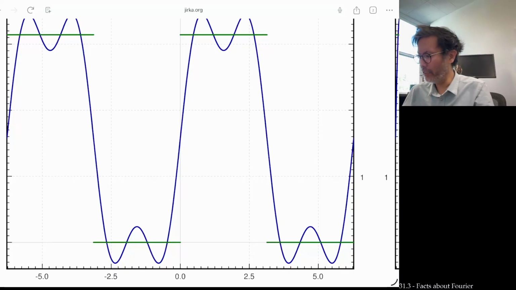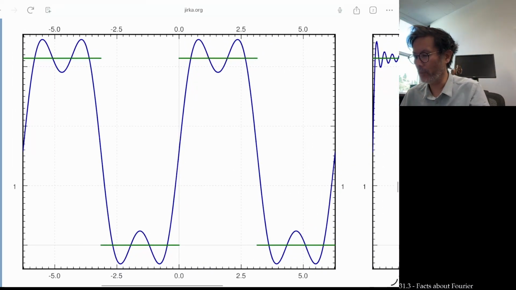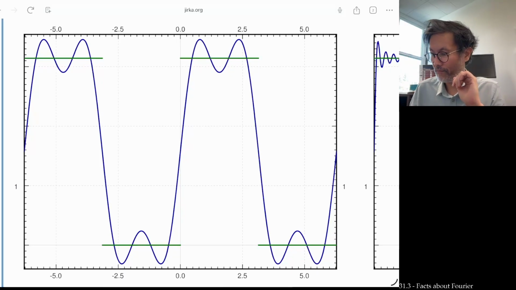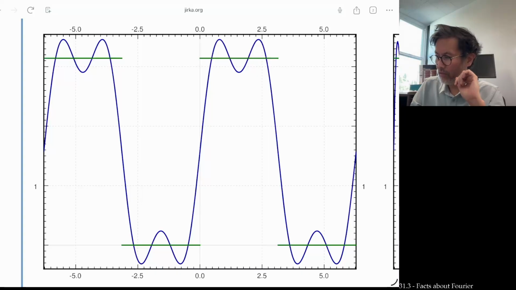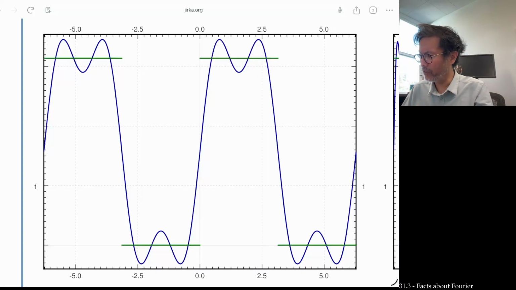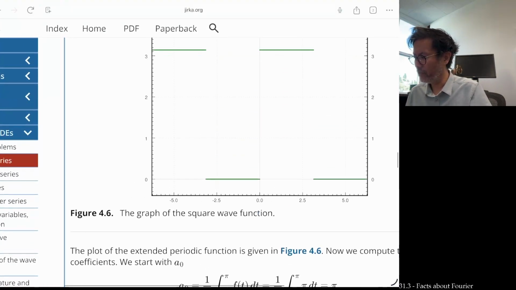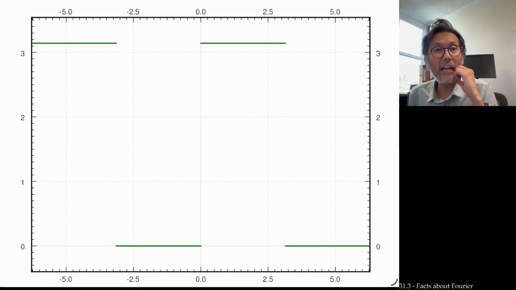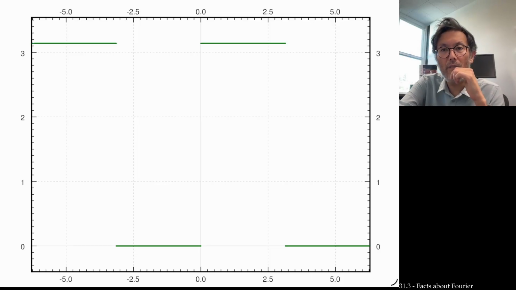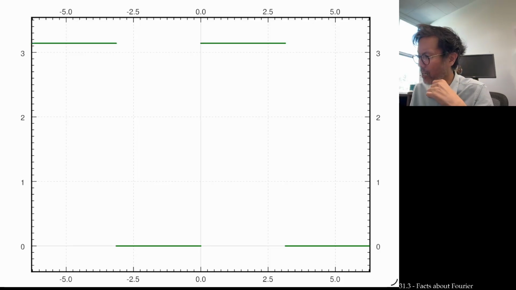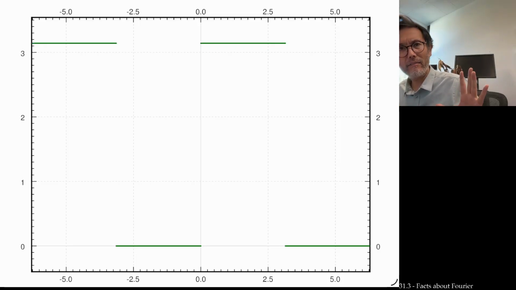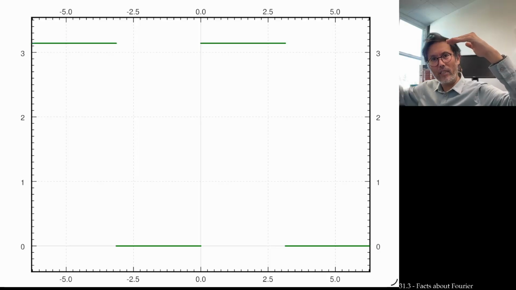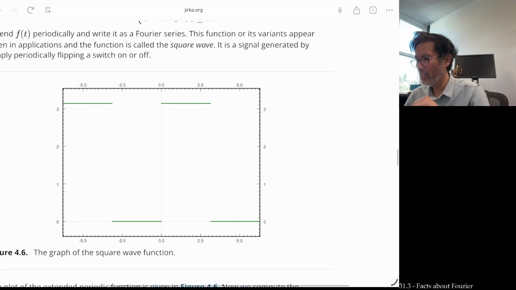Here is, straight from the textbook, a plot of the first three harmonics of what's called the square wave. The square wave is drawn in green here. Actually, there's probably a picture of it up above. Yeah, here's the square wave. And as you can see, this is a function which alternates between 0 and it looks like pi. For some amount of time it's pi, for some amount of time it's 0, and then it alternates, going up and down in this way. It's called a square wave.